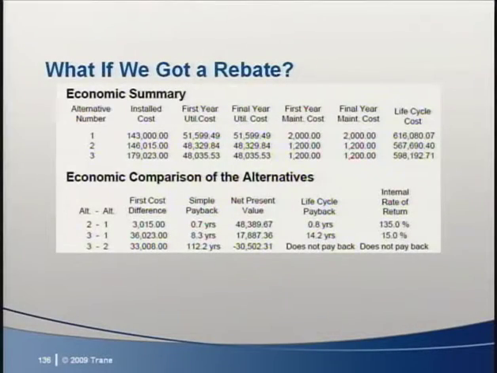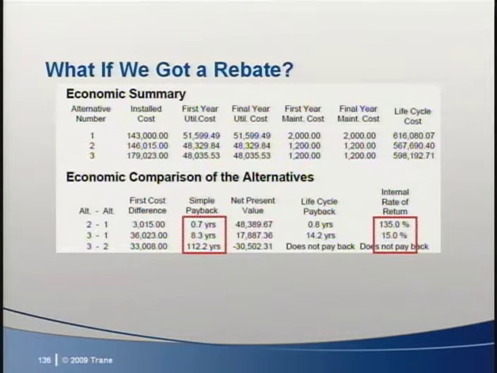Here we see our 3.7-year payback go to 0.7 years with the $200 per shifted kW rebate, like the one offered by Duke Power. Our smaller storage system shifted 60 kilowatts for a $12,000 rebate, and we got a $14,000 rebate on the larger system. That's an unbelievable 135% rate of return on that smaller system now.